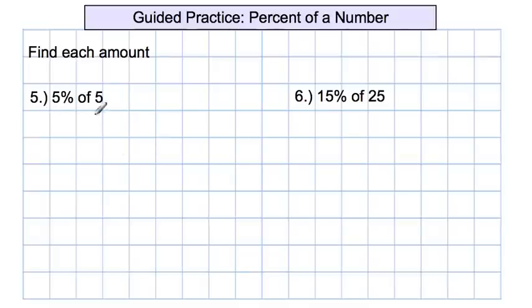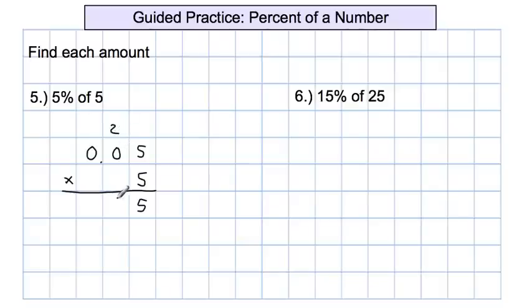A couple more. 5% of 5. Quick, in your head, what do you think it is? Most people probably thought 1. Well, it isn't 1. Let's find out exactly how much it is. So 5% is not 0.5 or 0.1. It is 0.05, and then I'm going to multiply that by 5.